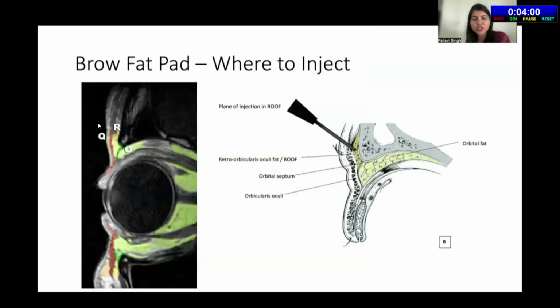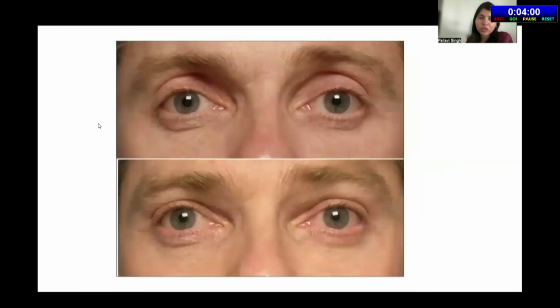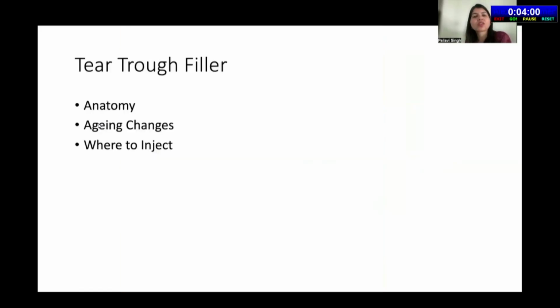So now, where to inject? In this area, you want to re-inflate this fat pad. I like to go laterally. I don't like to inject very medially in these cases because you have the neurovascular bundle and that's a high risk area for occlusion. But in the lateral area, you're pretty safe. So you just want to bunch it up and go in laterally and re-inflate the brow fat pad, which gives you a really good result. You can take care of the superior sulcus hollows and it really restores a voluminous look in that area, which restores the youthful look.